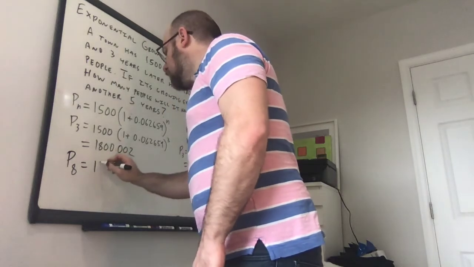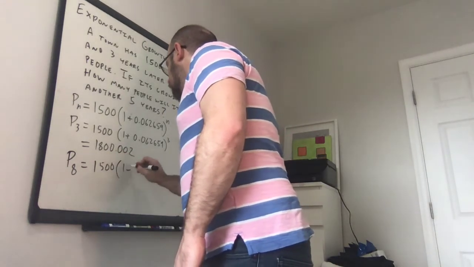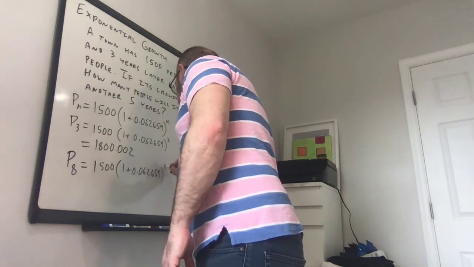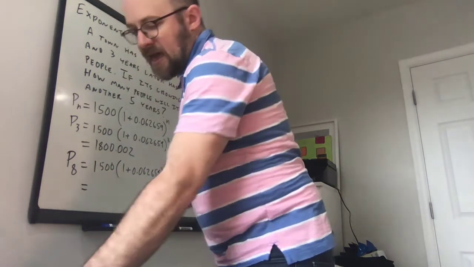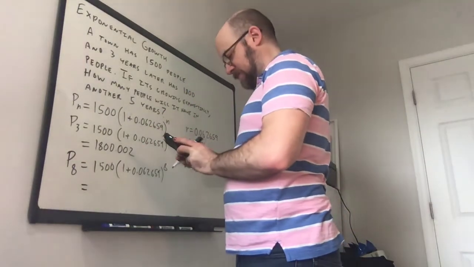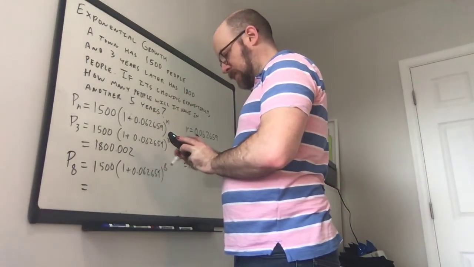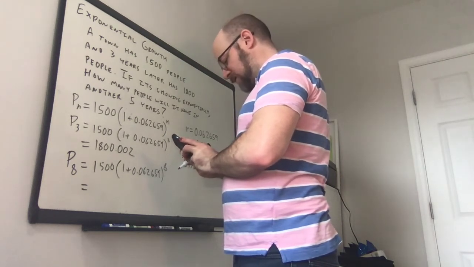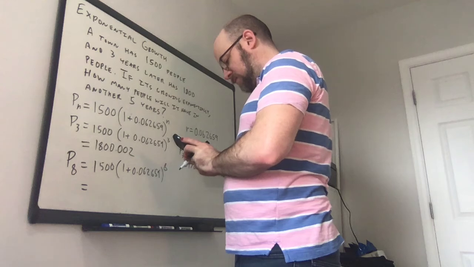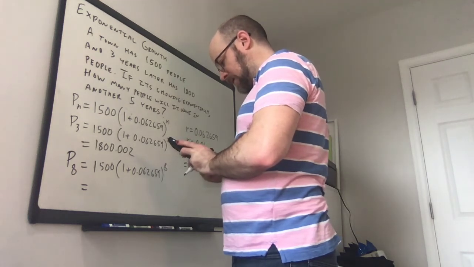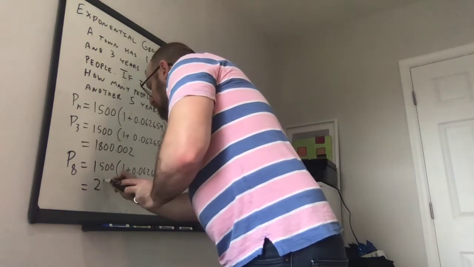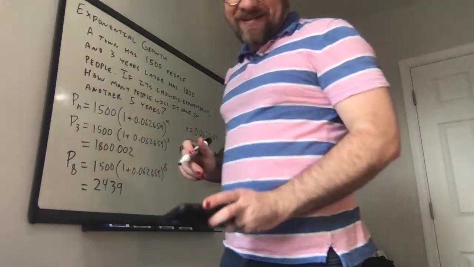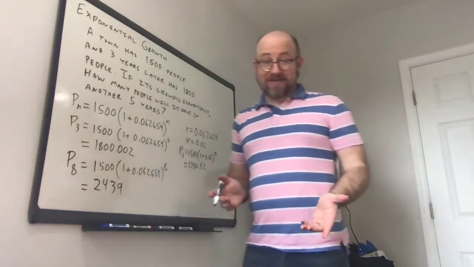Okay? And so P sub 8 would be 1500 times 1 plus 0.062659 to the 8th. And that gives us a population of 2439. And notice I rounded at the end. At the end, you can round as much as you want, right?